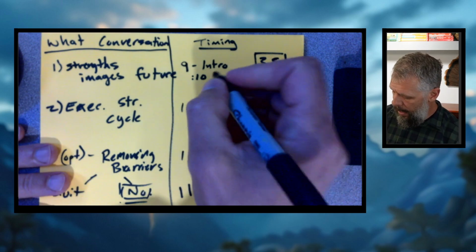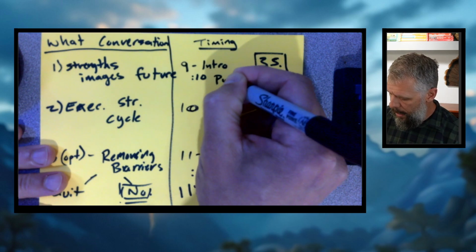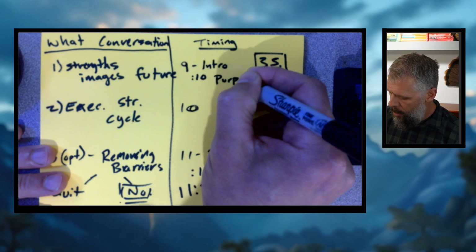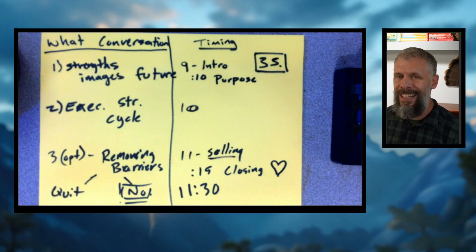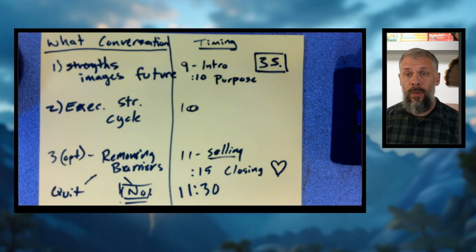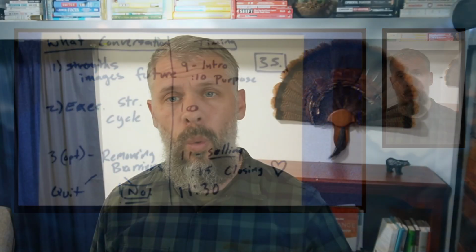Immediately after that, I know that I want to move into a purpose question, a purposeful connection, where we ask a question like, why is it important to you that we discuss this execution strategy cycle, that we lean into your strengths and images of the future, that we talk about executing on the actions you know you should do, and then we talk about removing barriers.